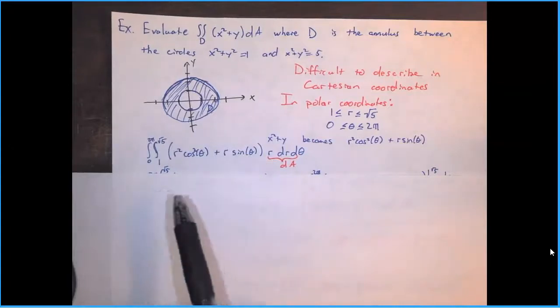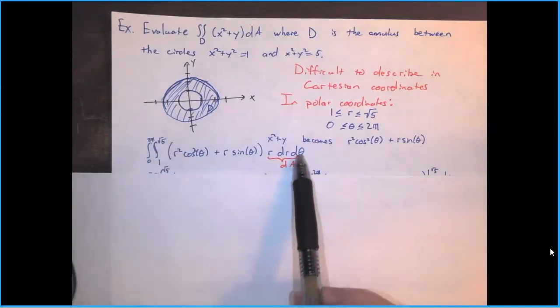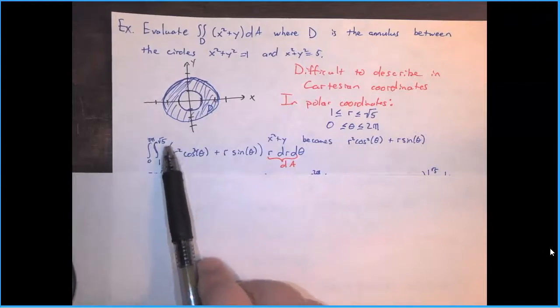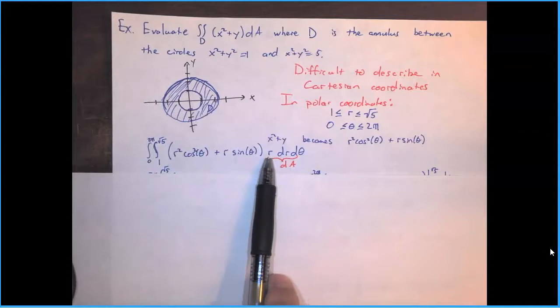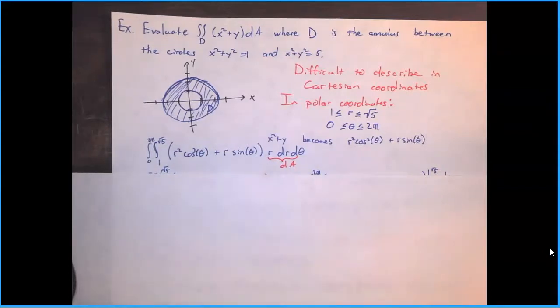So here's my integral. I'm integrating from 0 to 2 pi in theta. I'm integrating from 1 to square root of 5 in r. And then there's my function multiplied by r. Whenever you change to polar coordinates, you've got to multiply by this r. Now let's go ahead and start integrating. I'm integrating with respect to r first.